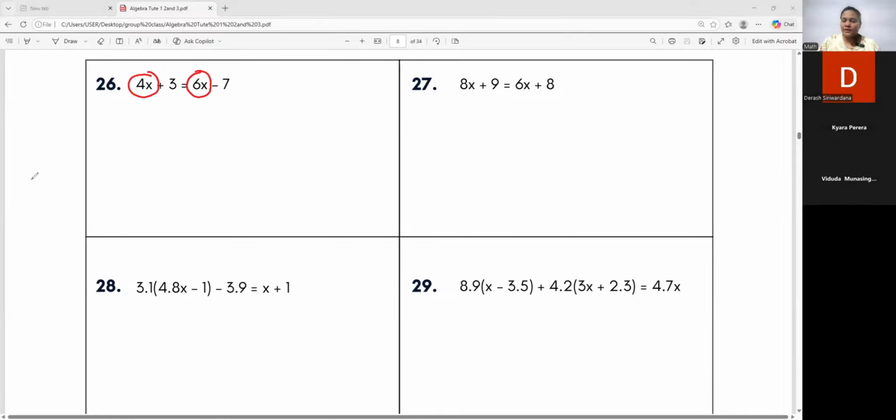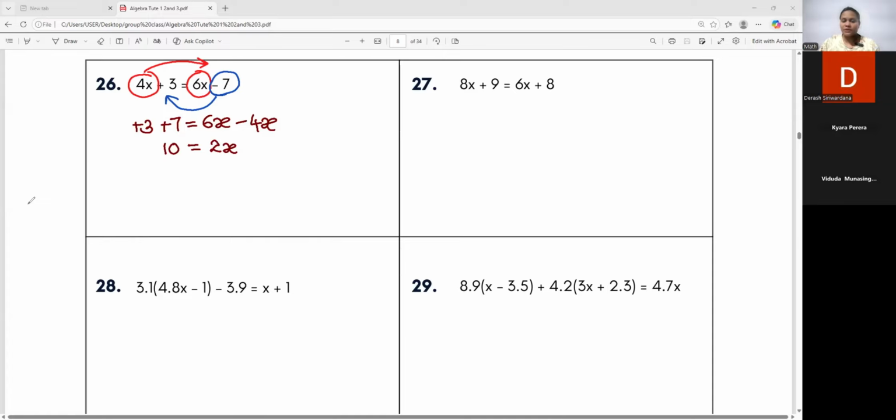So there are more x terms in right hand side. Move this 4x to right. Then minus 7 in right hand side, move it to left hand side. Plus 3 plus 7 equal 6x minus 4x. Change the sign when you are moving. 3 plus 7, both are same sign. Add them. Plus 10. 6 minus 4 is 2x. 2x is equal to 10.